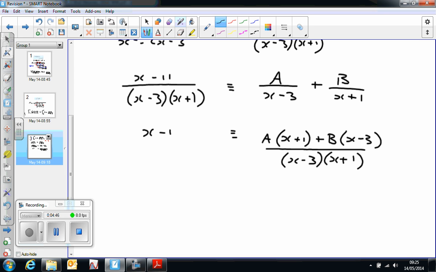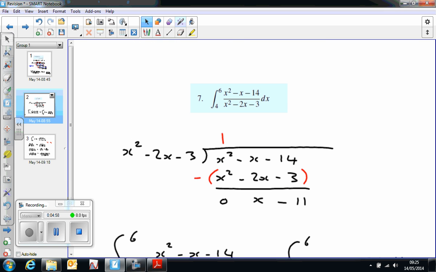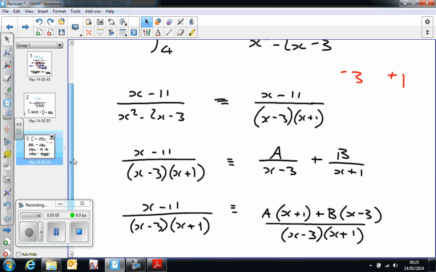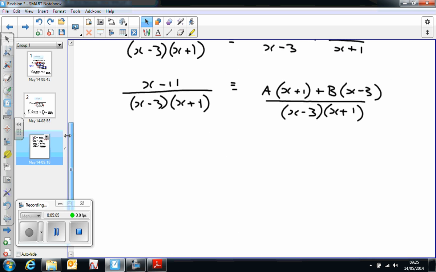So now (x minus 11) over (x minus 3)(x plus 1), the original one, is equivalent to this. And we've got to find A and B. What do we do now? A statement we're going to write down. We're going to be correct about it mathematically.